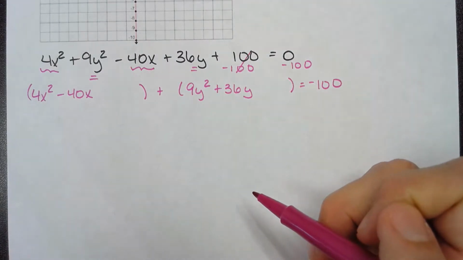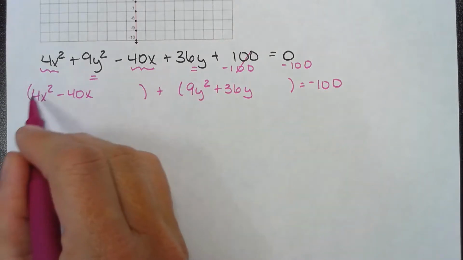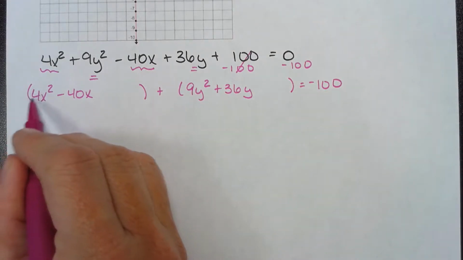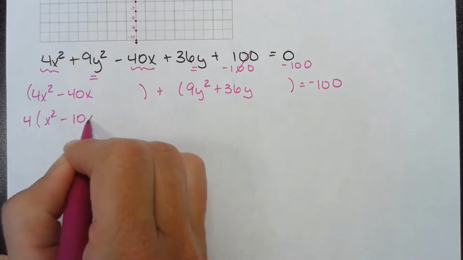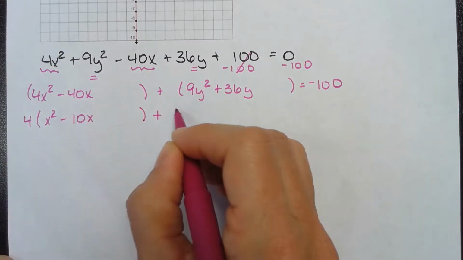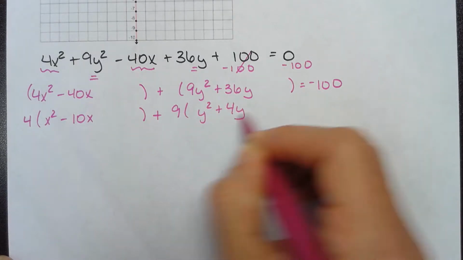The next thing to do in completing the square is, remember, a has to be 1. So we need to factor out that a. So we have 4 times x squared minus 10x, and we have 9 times y squared plus 4y.